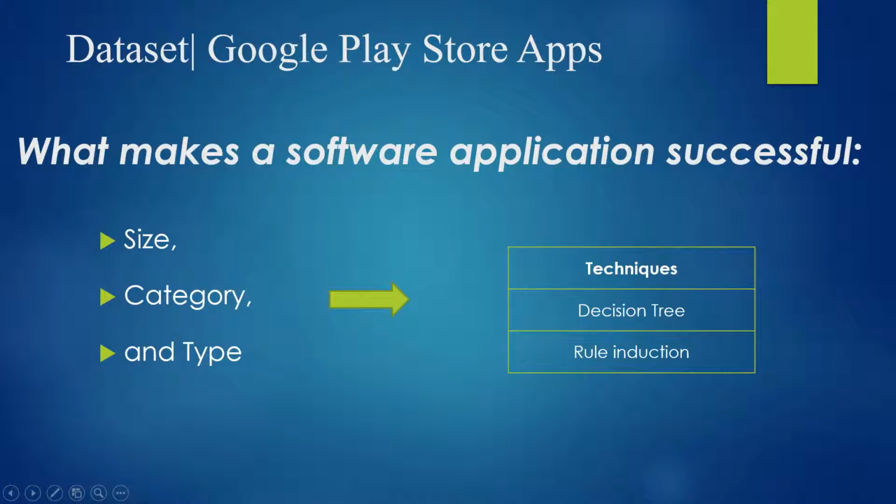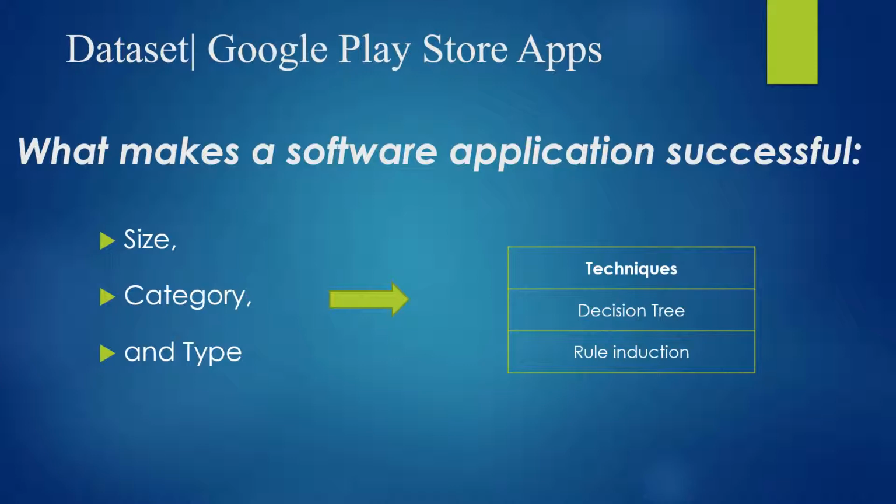So we used decision tree techniques and rule induction techniques. The reason I chose rule induction techniques is to explore a new technique. And KNN, I was going to go for KNN, but then KNN wasn't that accurate.